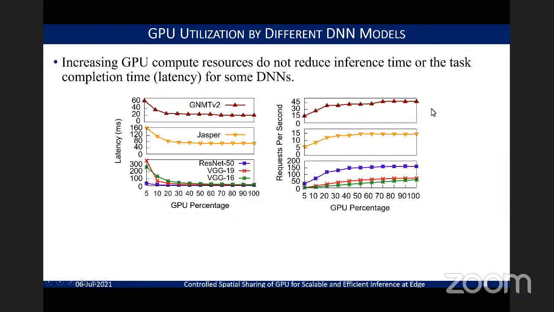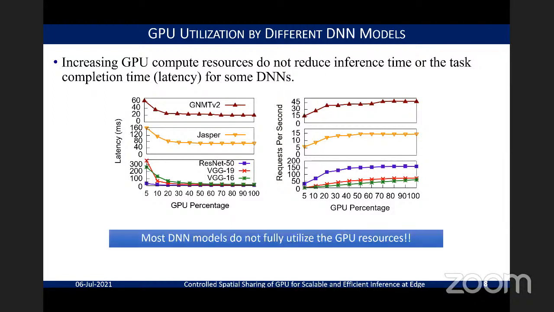And then there is negligible improvement in the throughput that you get by increasing the GPU percentage, right? So what we can see here is that these resources are definitely not completely utilized when we look at the entire GPU resources that are going to be used for an inference service.